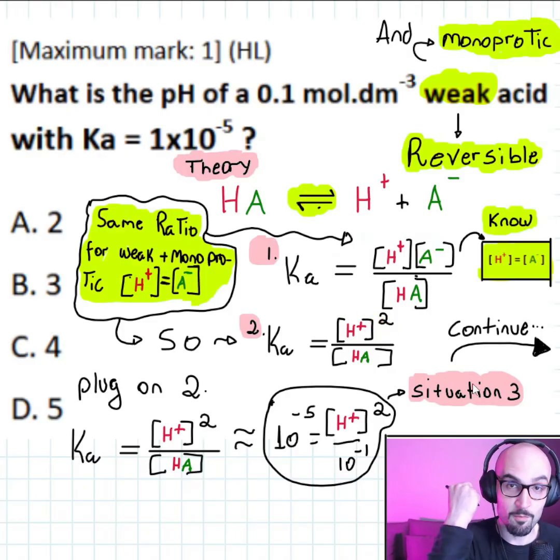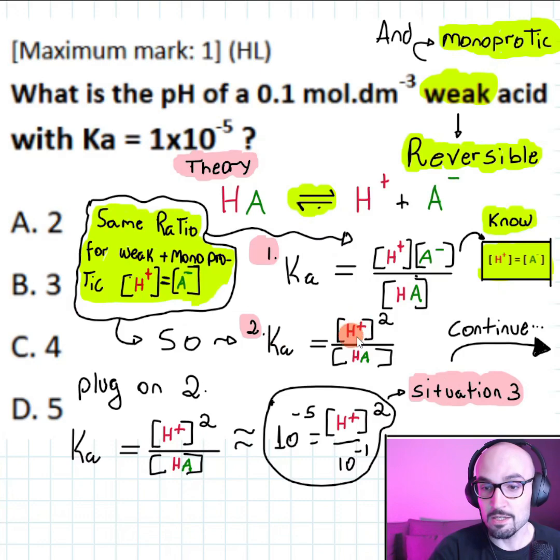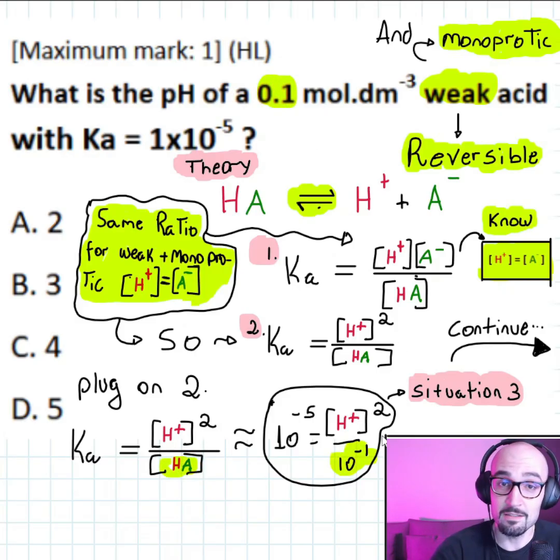So situation number 2, Ka is now equal to concentration of H plus squared divided by the concentration of our undissociated acid, which again, was provided for us. So now we are going to plug in the numbers. The concentration is 0.1, which is the same as 10 to the power of negative 1. And the Ka is 1 times 10 to the power of negative 5. So the Ka is on the left side of the equation. We're going to plug 10 to the negative 5 on the left side of the equation. And that is situation number 3.